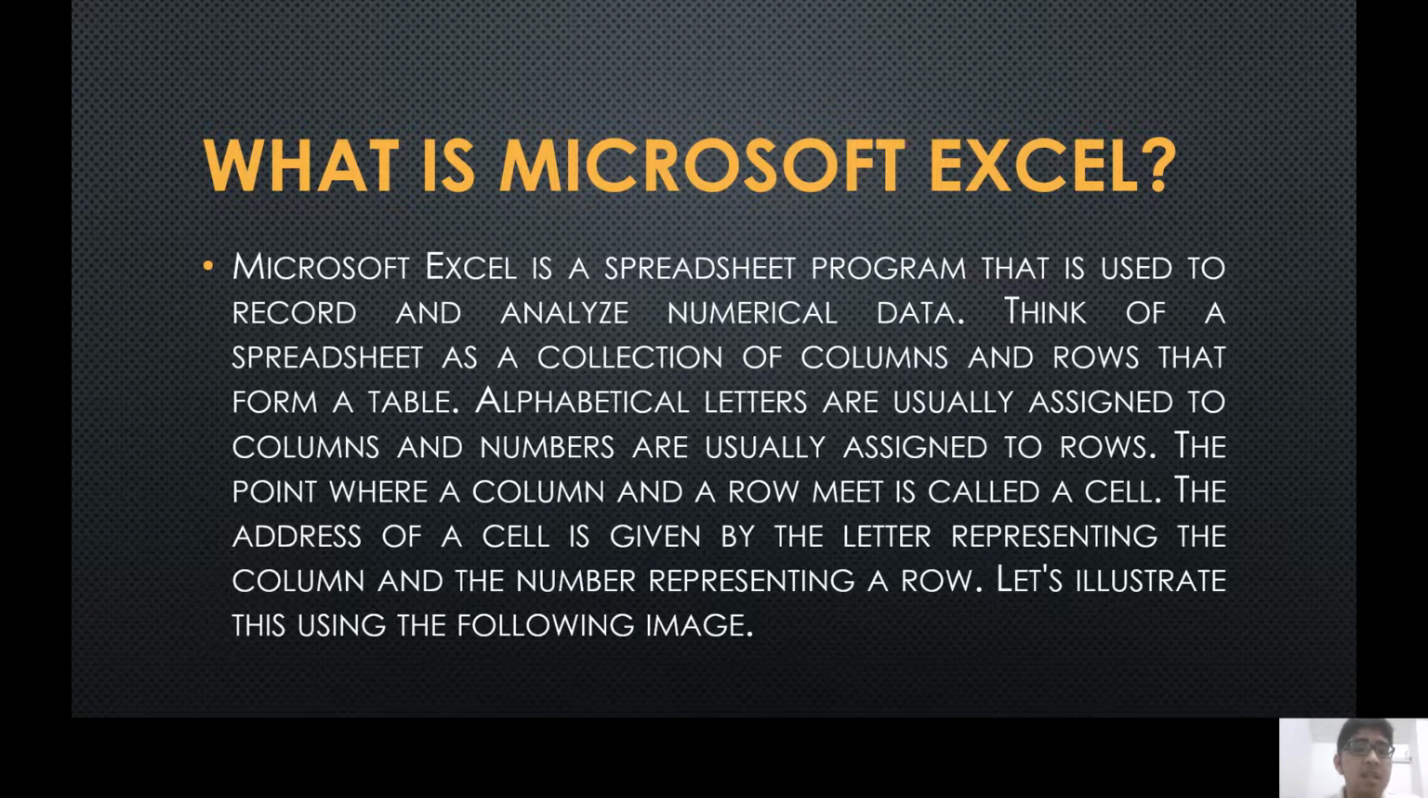Later on, I will be showing you an example of what Microsoft Excel looks like. But I'm sure that you already have an idea, maybe a wide experience, of how to use Microsoft Excel. Letters like A, B, C, D, and so on are usually assigned to columns, and numbers 1, 2, 3, 4, 5 are usually assigned to rows. The point where a column and a row meet is called a cell.